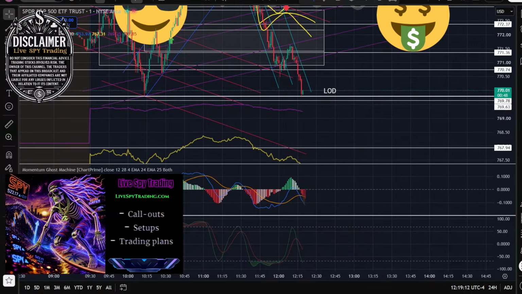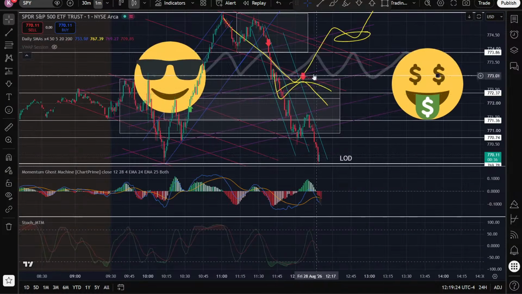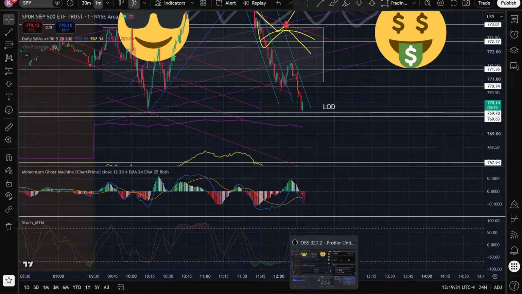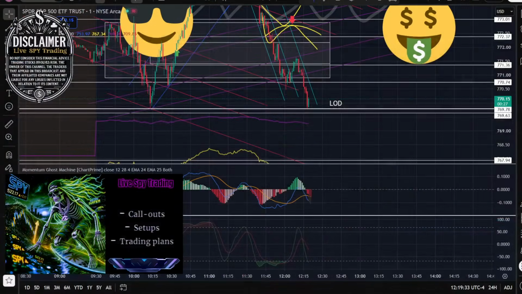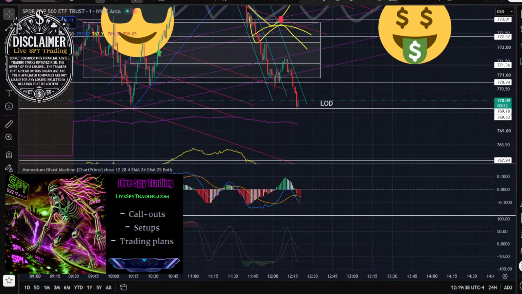Oh, look at Ghost. Easy money. Let's share the screen. Holding since the shoulder. Where's the shoulder? Right here. Easy money. It's beautiful. It's absolutely beautiful.